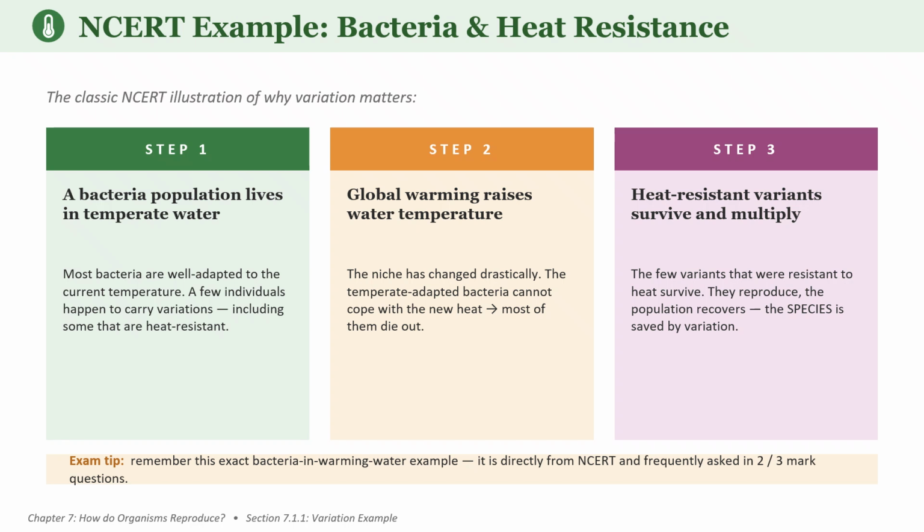So in step 2, temperature increases. Due to global warming, the water temperature rises. Most bacteria cannot tolerate the increased heat, so they will die, right? And in step 3, heat resistant bacteria survive. The few bacteria with heat resistant traits survive. They continue reproducing. Gradually the population increases again. So what does this example show, children?